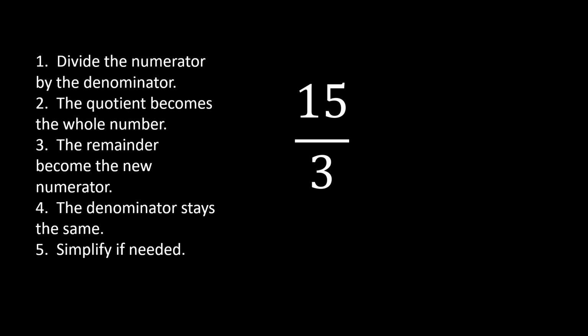In this example, we have the improper fraction 15/3 that we will change into a mixed number. We do that by dividing the numerator, 15, by the denominator, 3. When we do that, we get 5 as our quotient. The quotient becomes the whole number. There is no remainder, so the numerator of the fraction portion of the mixed number would be 0. 0 thirds is 0, so our mixed number simplifies to a whole number. 15 thirds equals 5.